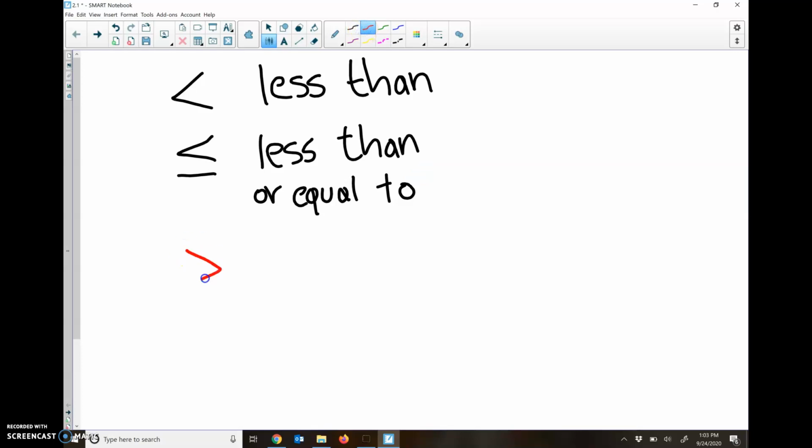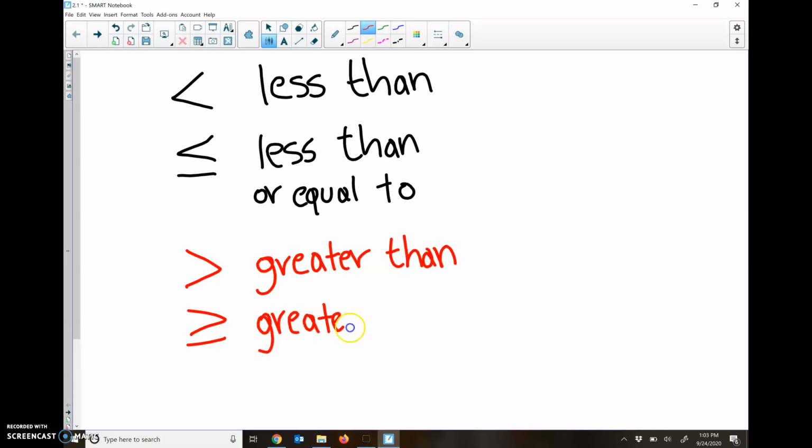Kind of the same thing if we're going this way. Now you'll notice that the big side is on the left and the small side is on the right. And we call this a greater than sign. And then with a line underneath it, you could probably guess, is a greater than or equal to sign. And that kind of works the same way. So if I have x is greater than 5, numbers like 6, 7, 8, 9, 10. Numbers greater than or equal to 5, numbers like 5, 6, 7, 8, 9, 10.